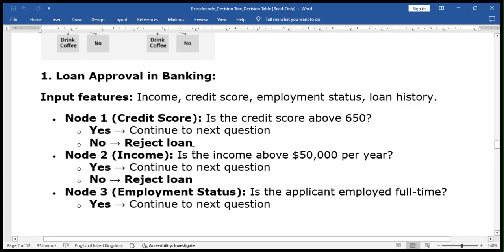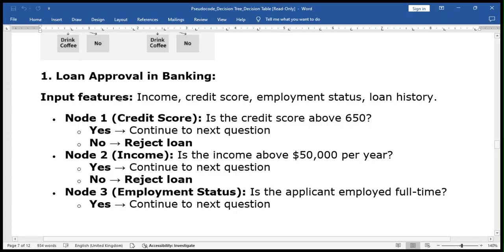Then we can have a more realistic way of implementing a decision tree. For example, in automatic loan evaluation, a loan application and a loan approval, you implement an aspect of a decision tree. Now, the task we are considering is loan approval in banking. So the input features, or what to consider: income, credit score, employment status, and loan history. These input features form what we call the roots, the nodes.